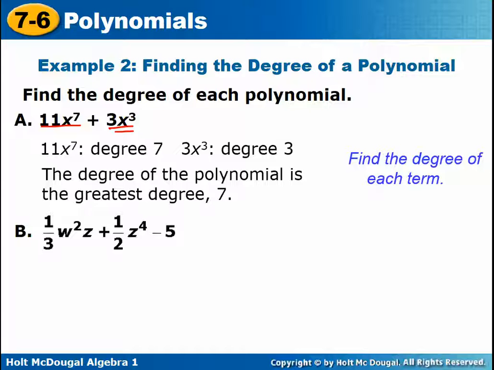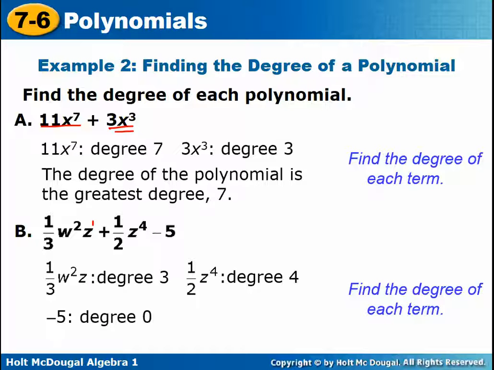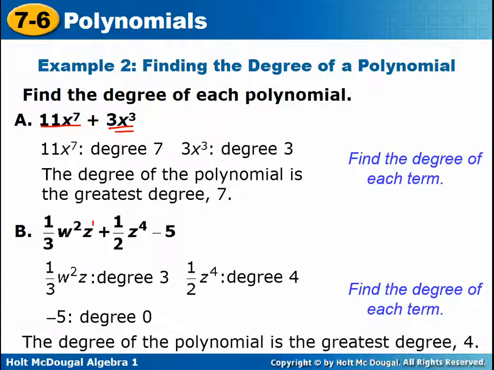The next one, we have 1/3 w squared z plus 1/2 z to the 4th minus 5. Find the degree of each term. The first term would have a degree of 2 plus 1, or 3. The second term would have a degree of 4, because the exponent is 4. And the last term, the minus 5, is a constant, so it has a degree of 0. The greatest of these is the one with a degree 4, the 1/2 z to the 4th. So the degree of the whole polynomial is 4. So you just find the greatest and leave it at that.